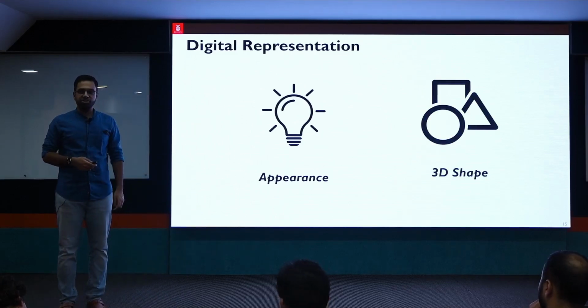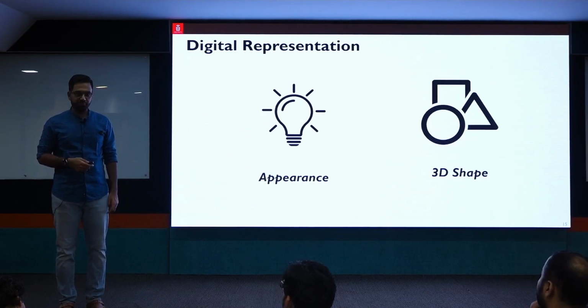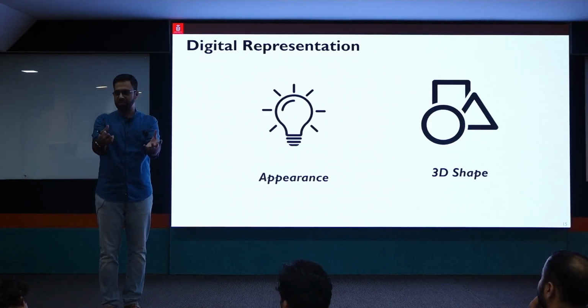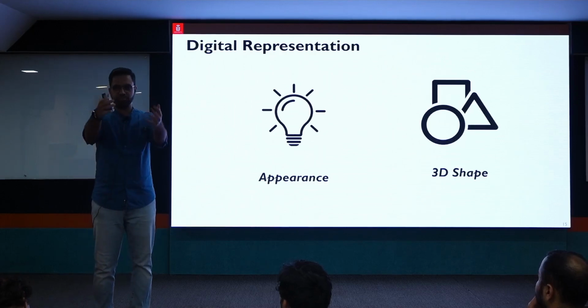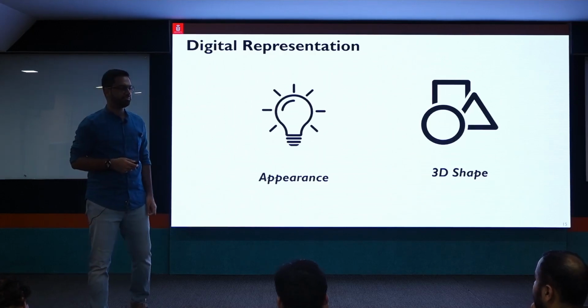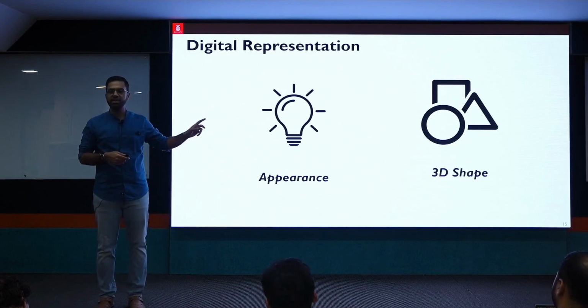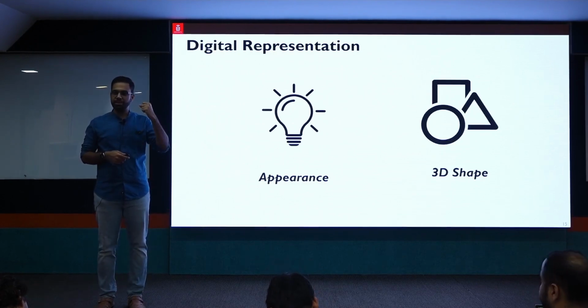And then it captures some notion of 3D shape. So that's what is the geometry of things in the world. What is the shape of this chair? What is the shape of the camera? Right? So things like that. So those are the two things that are being captured by a radiance field.